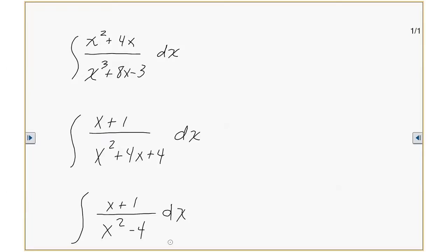Of course, you could factor out an x up top, but the bottom is not factorable. You could factor x plus 2 quantity squared here, but that's not going to do you any good up there because it's x plus 1. Here it's x plus 2, x minus 2. Again, that's not going to do you any good. In other words, you hit a wall. Go ahead and use partial fractions.